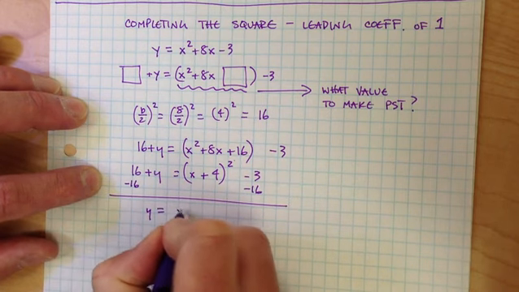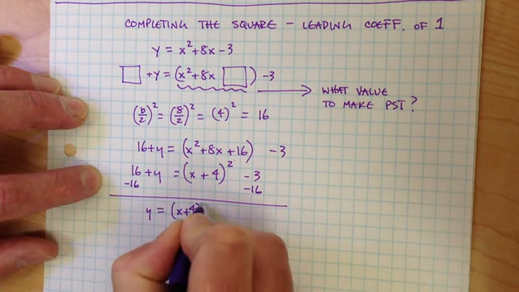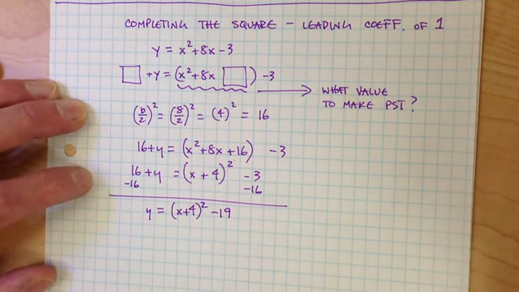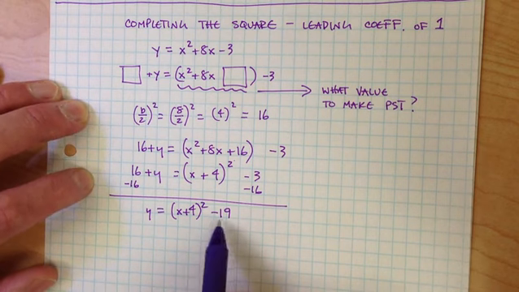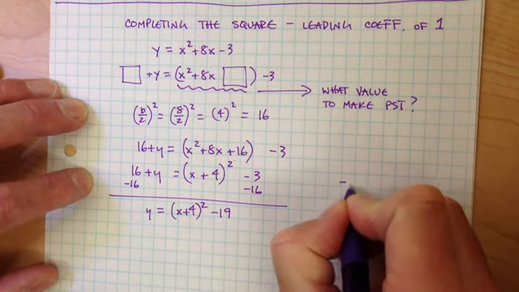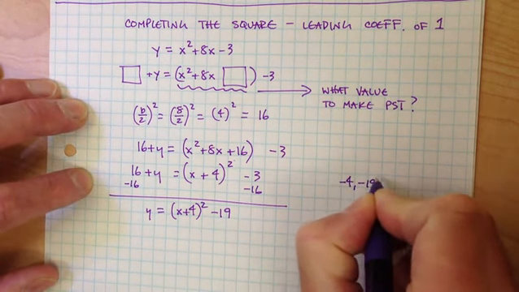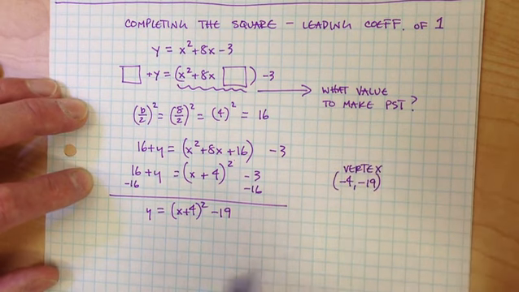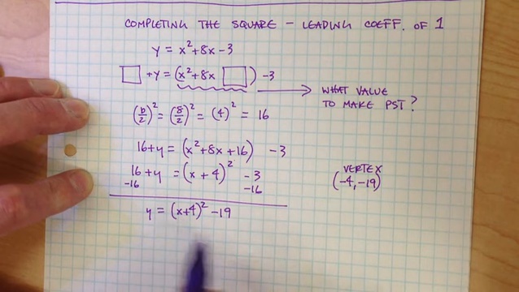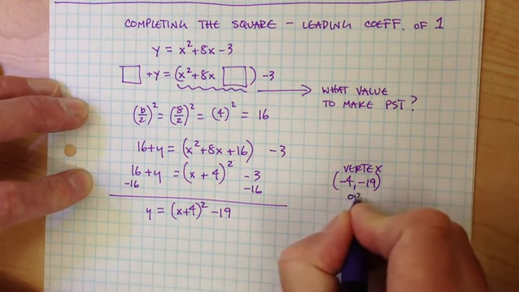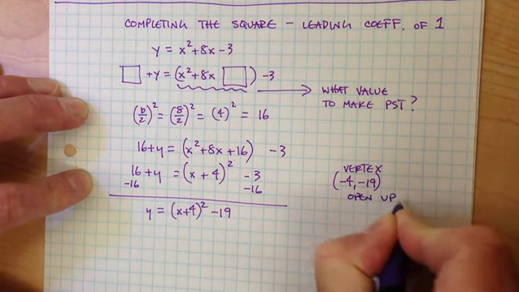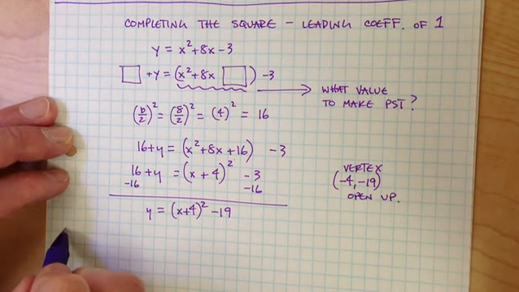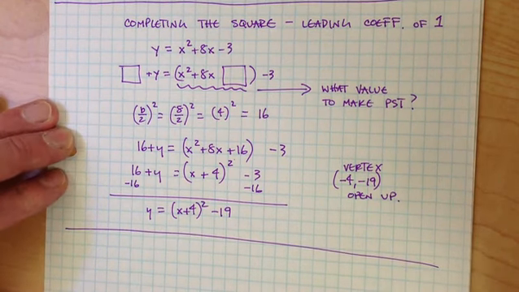Y equals x plus 4 squared minus 19. We now have it in vertex form, opposite same. So negative 4, negative 19 is my vertex. And looking at this a value of positive 1, my parabola will open up. And you have just completed the square. We will do another example of that. We'll actually do a few more.